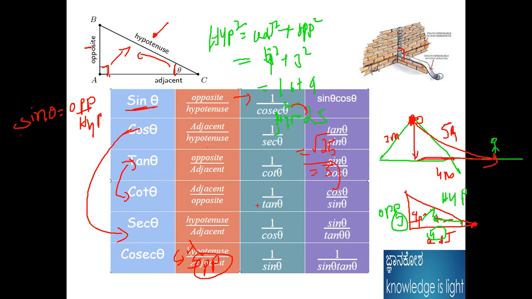If a triangle is present like this, for any of the formulas, we need to know that wherever the perpendicular and the angle theta are, that is the adjacent side. The side opposite the angle is the opposite side, and this side is the hypotenuse. If you know this topic, you can definitely solve any problem. Trigonometry is a very easy topic. Okay, let's take the problems.